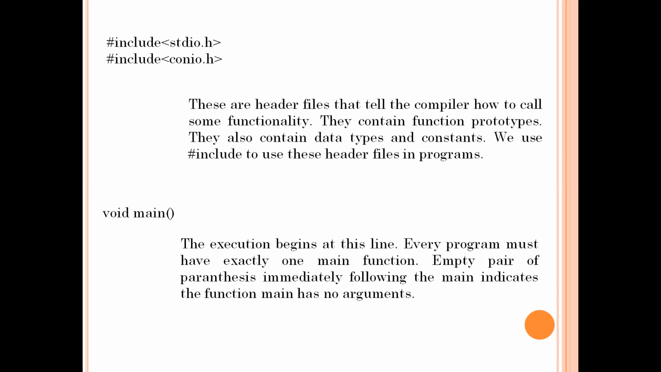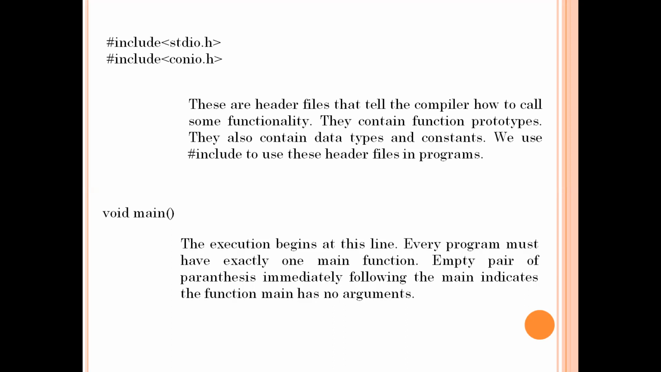So void is followed by the main function. Main tells the compiler that the actual program begins from here. So in any program, the execution of a program will start from the main function. Every program must have exactly one main function, and from that line, the execution of the program begins.